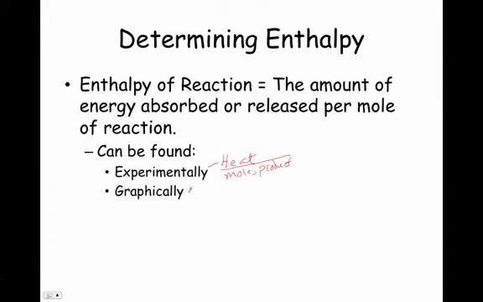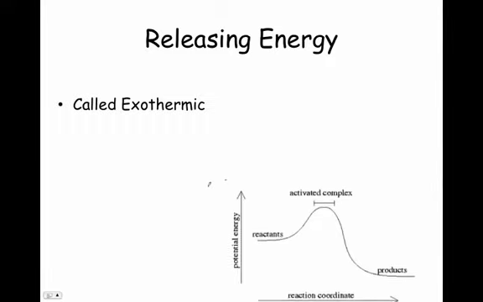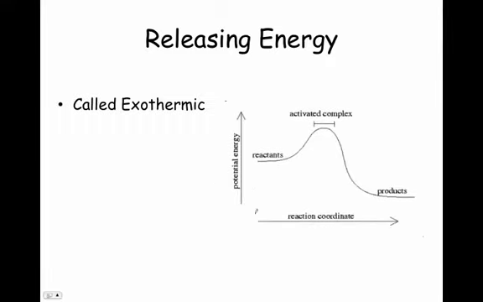Another way is graphically, and the last way is mathematically. Graphically and mathematically is what this video is going to be focusing on. So just two quick reminders, when a reaction releases energy, it is called an exothermic reaction. And we get a graph like this, if we were to graph potential energy versus the course of the reaction. That's what this reaction coordinate down here means. So we have our reactants here and our products here. Don't worry about this activated complex right now. We're not going to be talking about that until we hit kinetics.